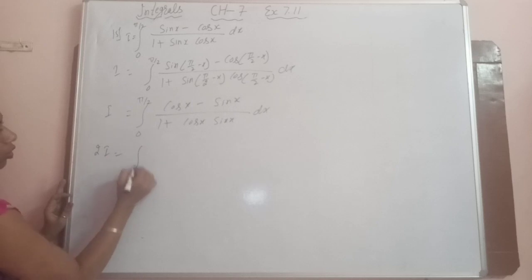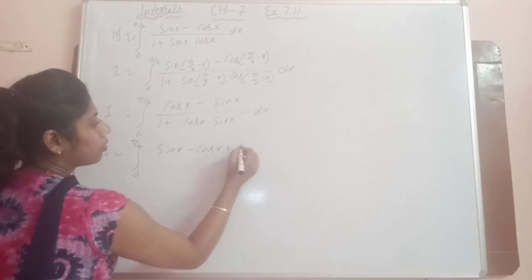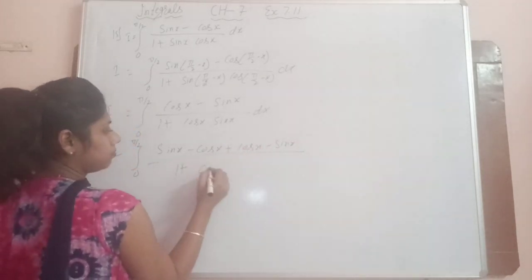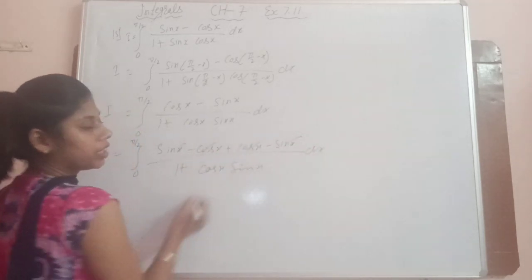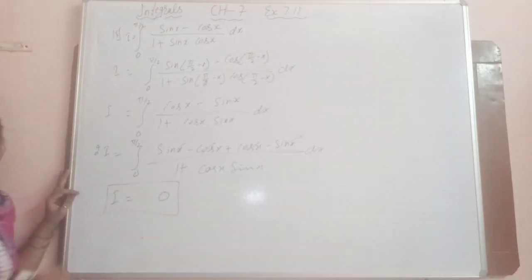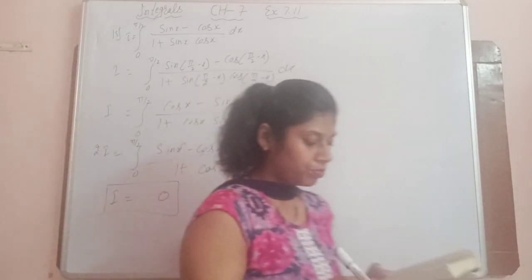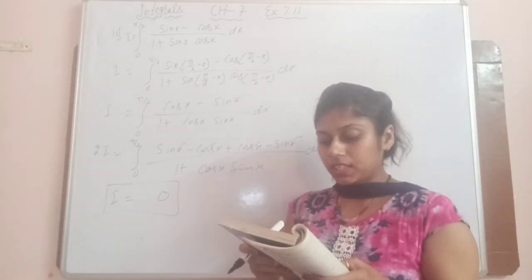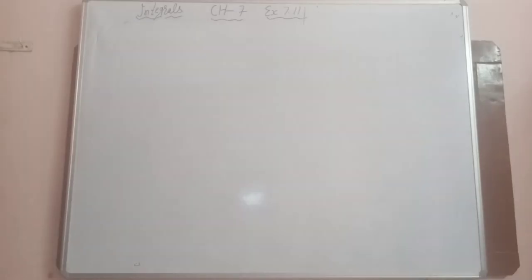Now we will add both the integrals, first and second. 2I is equal to 0 to pi by 2, sin x minus cos x plus cos x minus sin x upon the same denominator, cos x sin x. So in the numerator it will become 0, so the complete integral will be equal to 0. Clear? Next question number 16, log of 1 plus cos x. Here again you will apply the result sum of the limits minus x.